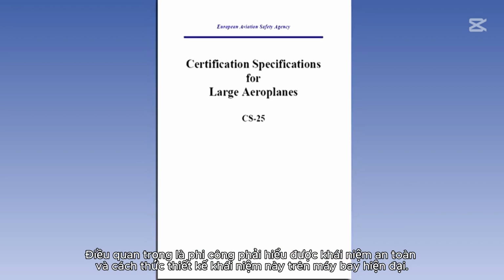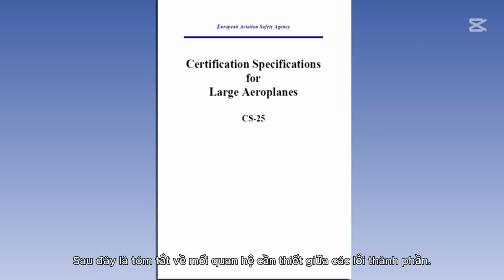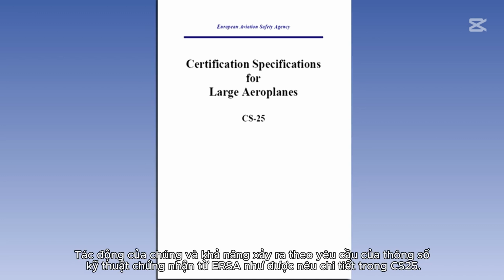It is important for pilots to have an understanding of the fail-safe concept and the way it is designed into modern aeroplanes. The following is a summary of the required relationship between component failures, their effect, and the possibility of them happening as required by the certification specifications from EASA, as detailed in CS25.